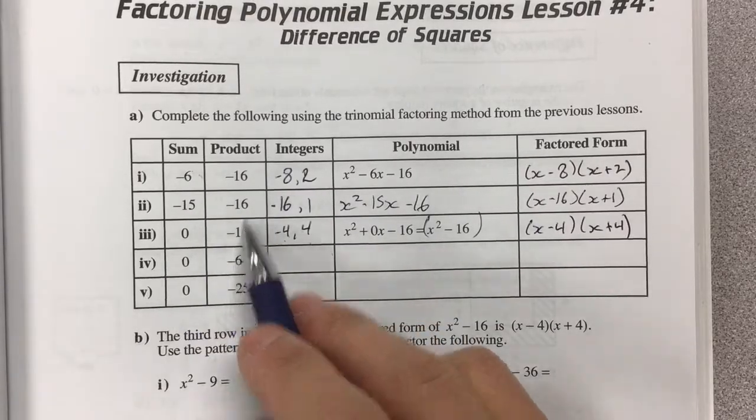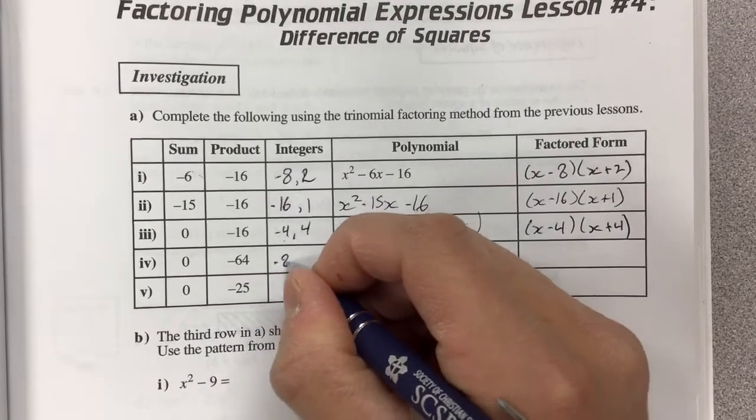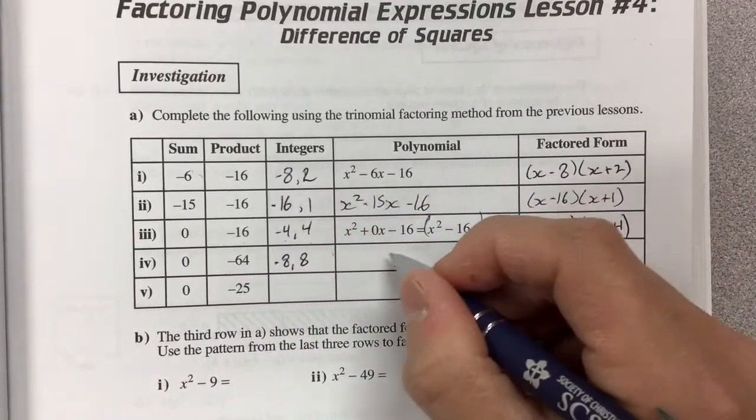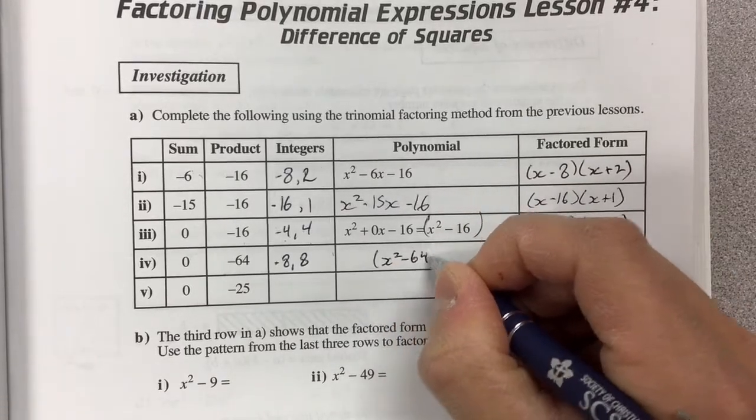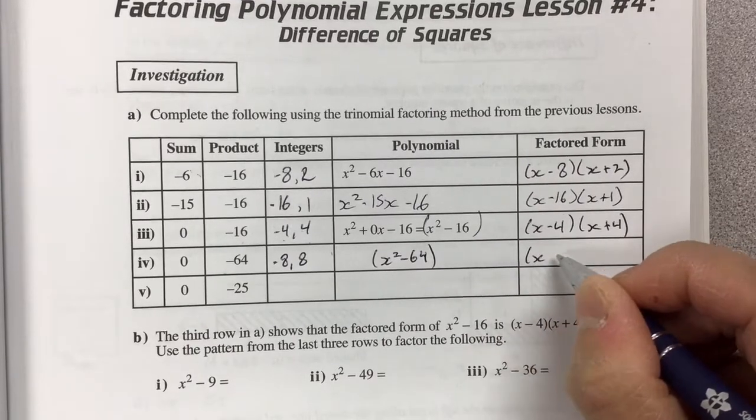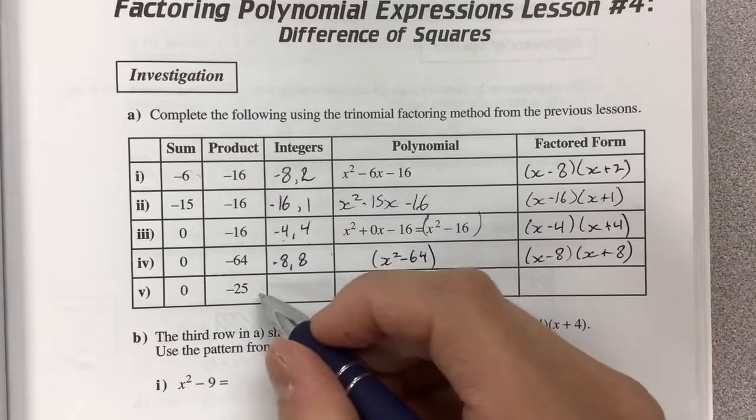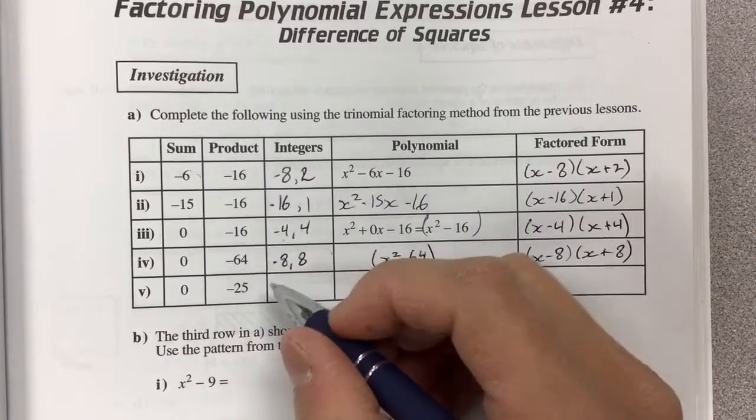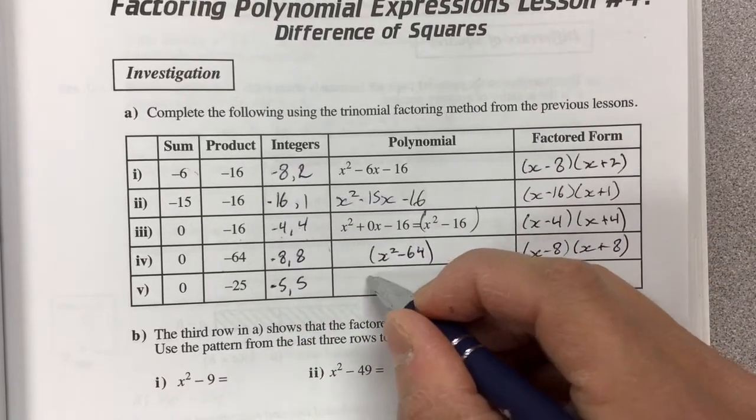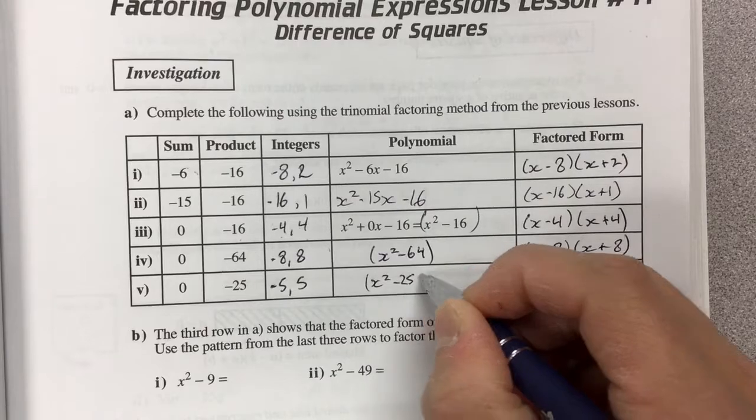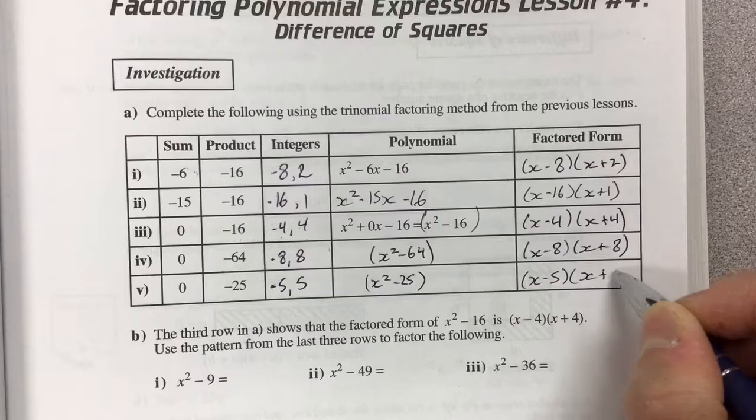In number 4 here, we have a product of negative 64 and a sum of 0. So we would have negative 8 and positive 8. And as a polynomial, this would look like this, x squared minus 64. And in factored form, we would have x minus 8, x plus 8. Here, a product of negative 25, sum of 0, negative 5 and positive 5. This would be x squared minus 25, and in factored form, x minus 5, x plus 5.